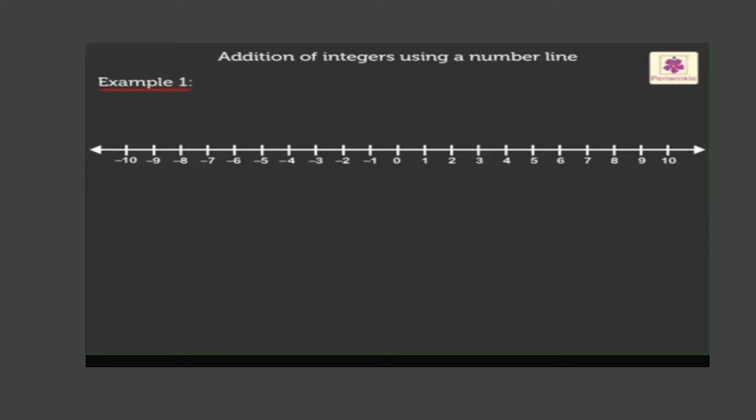Example 1. Add positive 5 plus positive 3. Firstly, start from 0 and move 5 places to the right. We reach positive 5. Now, move 3 places to the right from positive 5 and reach positive 8. Look, we found the answer. Yes, it is positive 8. Hence, positive 5 plus positive 3 is equal to positive 8.